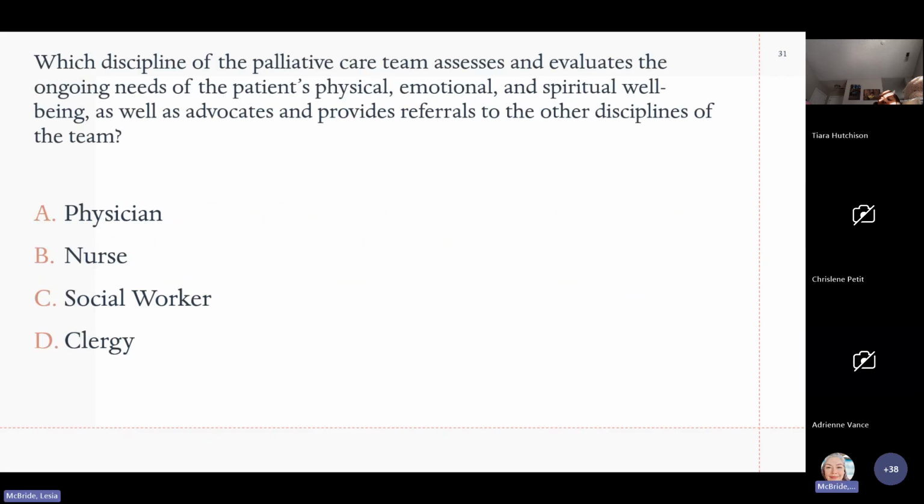Okay, which discipline of the palliative care team assesses and evaluates the ongoing needs of the patient's physical, emotional, spiritual well-being, as well as advocates and provides referrals to other disciplines of the team? Now, this is always a difficult answer because a lot of times people choose the wrong one. So which one do you think it is?